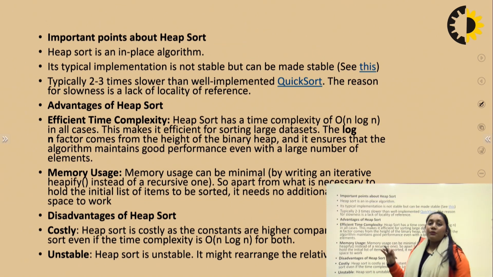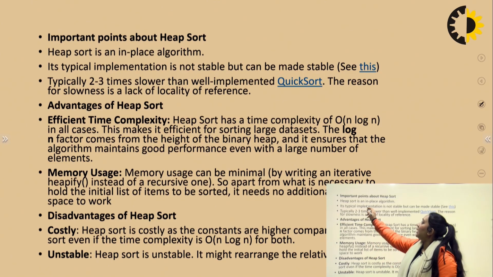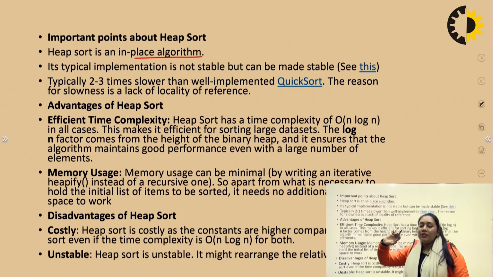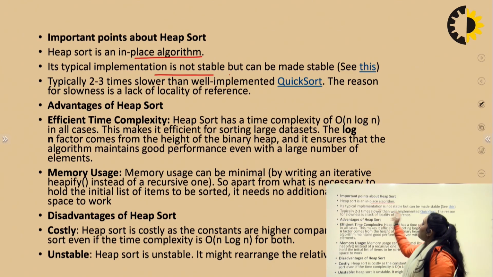A few important tips you need to remember while using the heap sort algorithm. Number one, it is an in-place algorithm. You don't need extra space for swapping or comparing the elements, right? Second, in implementation, it is not stable. Next, it is 2 to 3 times slower than quicksort.